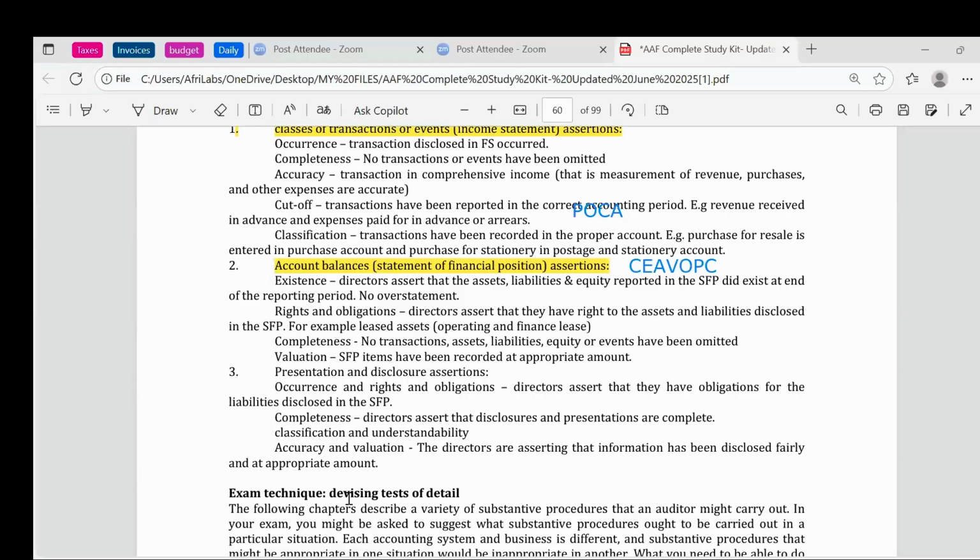Okay? Then we have V, valuation. Valuation is used to put figures on your SOFP item. Now, you know inventory, you have historical cost, or you can use net realizable value, NRV. Okay, so your PPE too, you can use historical cost, or you can use what?